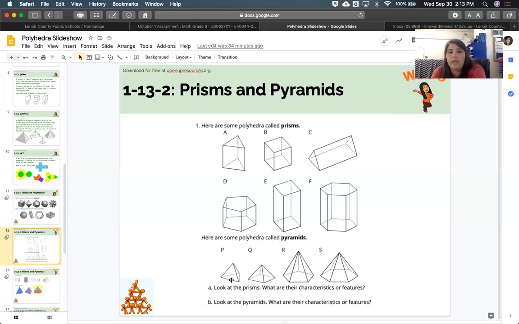So letter P is a triangular pyramid because its base is a triangle and it's connected at a vertex. Letter Q is a square pyramid because its base is a square and it's connected at a vertex. R is a pentagonal pyramid. Its base is a pentagon and it's connected at a vertex. And letter S is a hexagonal pyramid because its base is a hexagon and it's connected at a vertex.